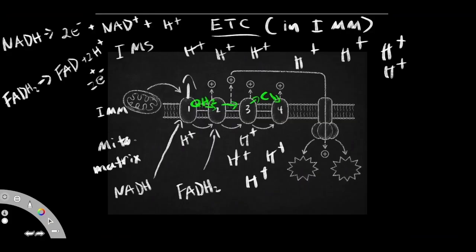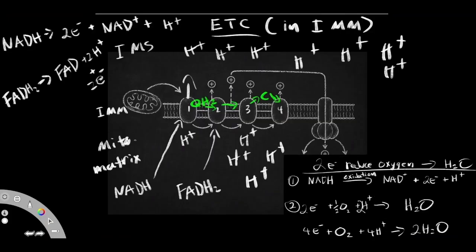So let me minimize this here. So remember this one here, right? The electrons react with the final oxygen. And obviously there's a lot of hydrogens around. And due to the electronegativity, they like to bond, and it creates the water. So water is our final product.